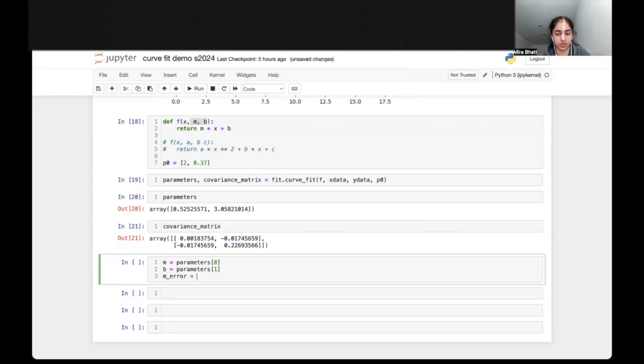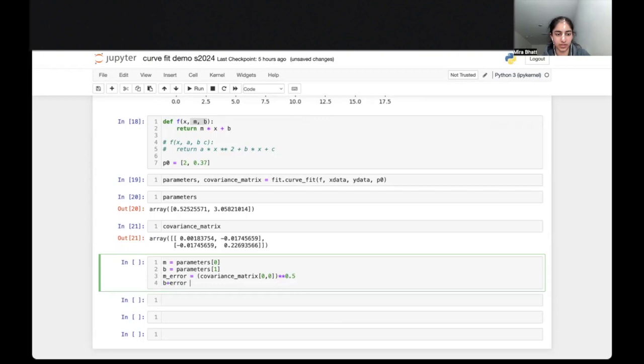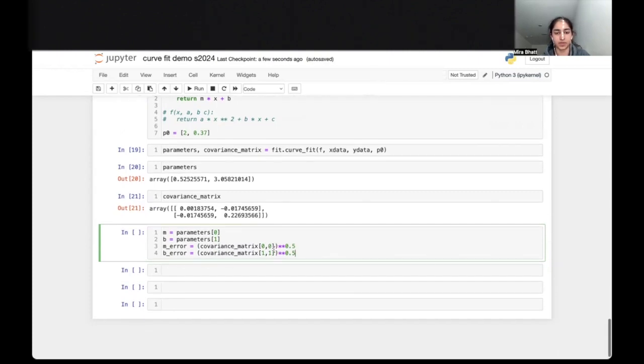So we'll say the first, top left corner of our covariance matrix, so the first diagonal element, is the squared error for m. So we'll square root it. And then we'll do the same thing for b. We're going to get the next diagonal element for this. This is the bottom right element.